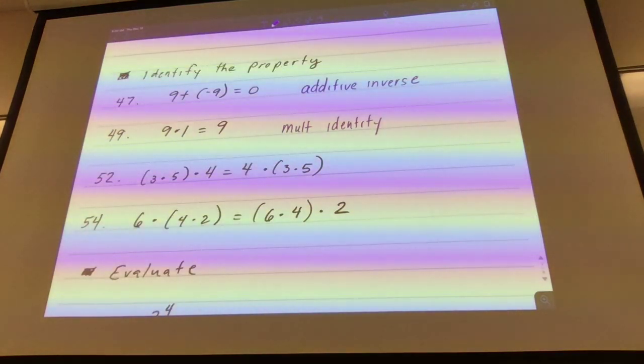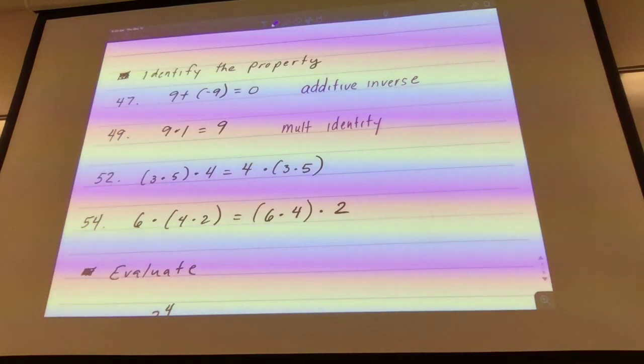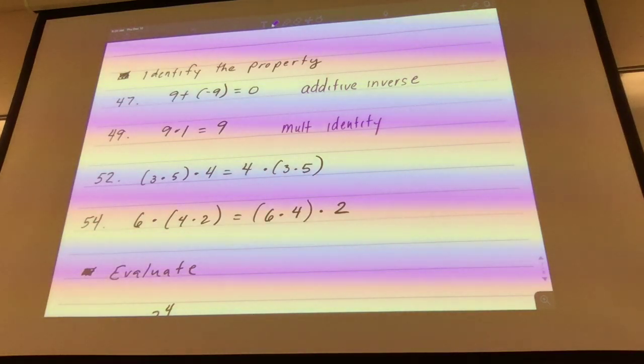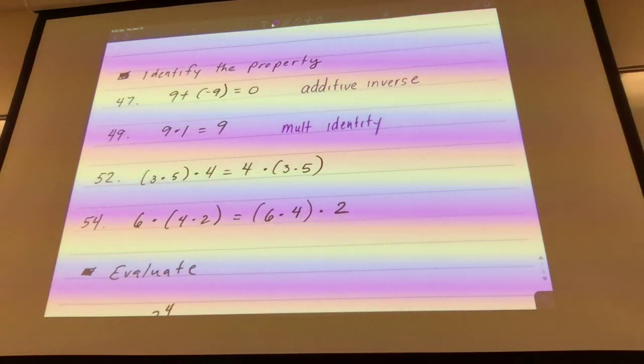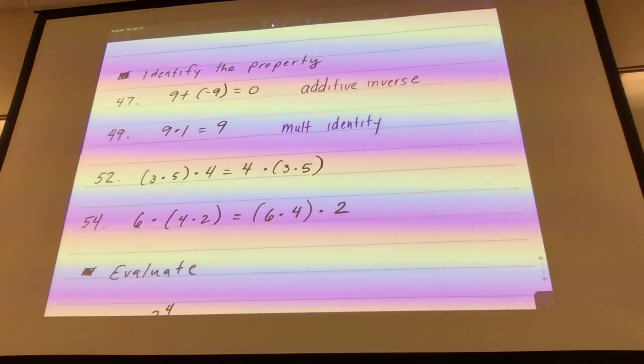So when I'm looking at 52 and 54 with all these parentheses, I know I'm going to have to decide between commutative and associative, and those can be tricky. And what did I say? Ignore everything and read across: 3, 5, 4, 4, 3, 5. Did it change order? Yes. So commutative. Commutative starts with C.